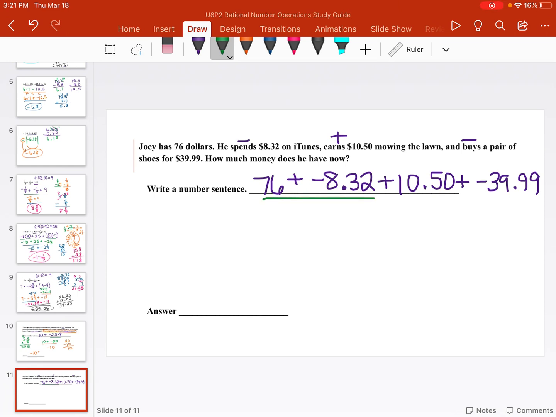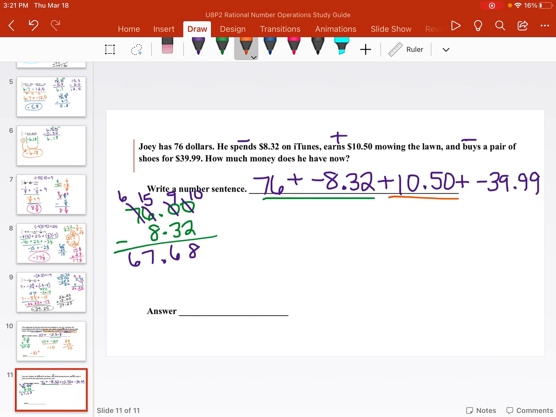So starting here, different sign subtract, 76.00 minus 8.32. We definitely need to do some borrowing here, all the way back from the 6. That gives me 8, 6, bring down my decimal, borrow again, 7 and 6. So after that first step, I got $67.68.